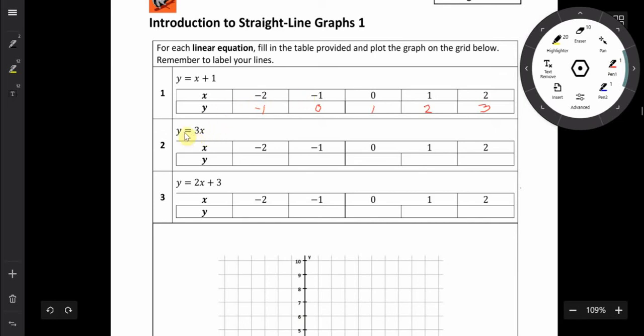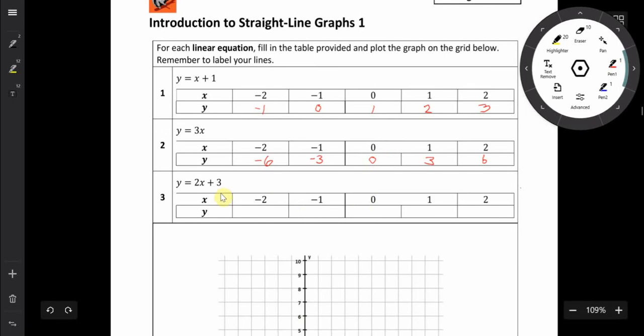On this equation, this simply means that the y coordinate is equal to 3 times the x coordinate. You've got to remember that there's an invisible times sign there when a number is next to a letter in algebra. So we're going to times each of the x coordinates by 3. 2 times 3 would give us a y coordinate of 6. 1 times 3 would give us 3. 0 times 3 would give us 0. Negative 1 times 3, hopefully you remember that when you times a negative by a positive, you get a negative answer. And negative 2 times 3 is negative 6.